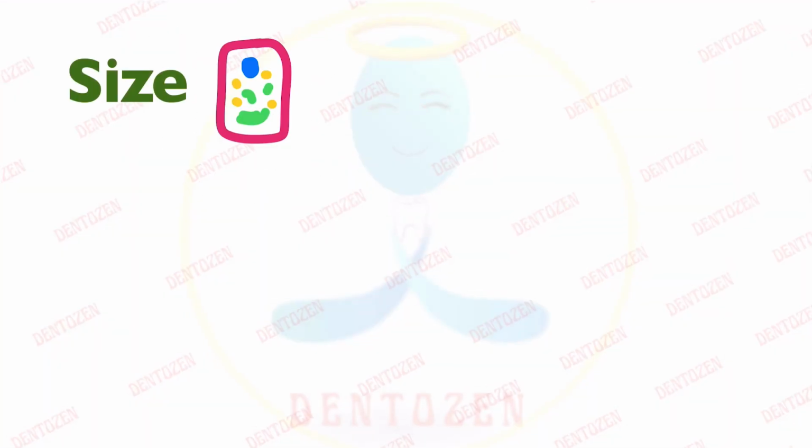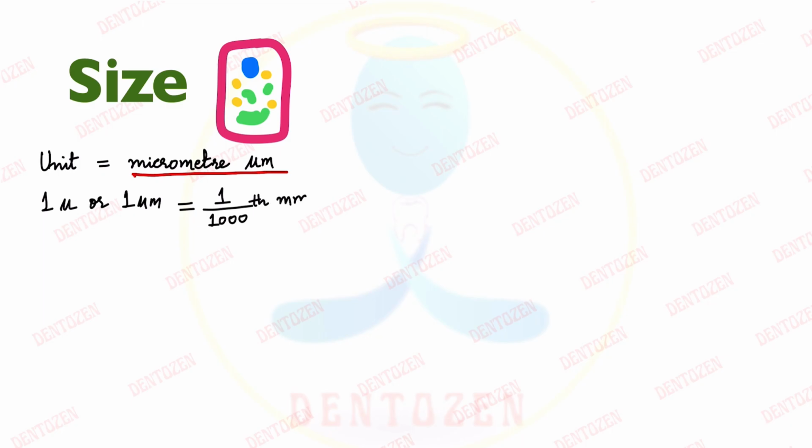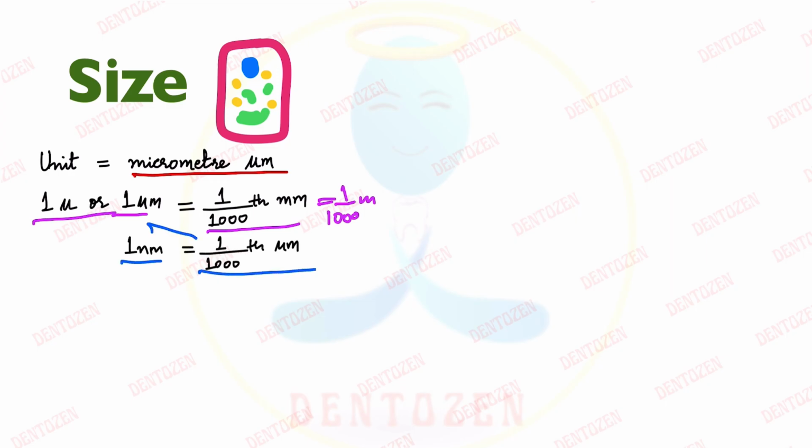Unit of measurement of bacterial size is micrometer, which is also known as micron. So 1 micron or 1 micrometer is 1/1000th of millimeter. So that is how we measure the bacteria. 1 millimeter we already know is 1/1000 of meter. Now, if bacteria are too small, we can use another unit, that is 1 nanometer, which is 1/1000th of micrometer. And we can use another unit, 1 angstrom, which is 1/10th of nanometer.